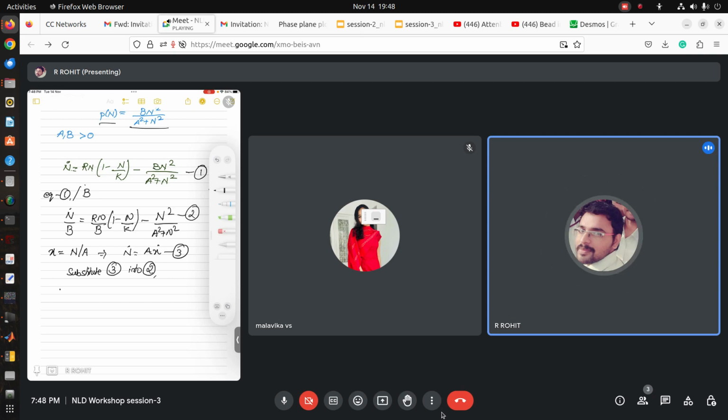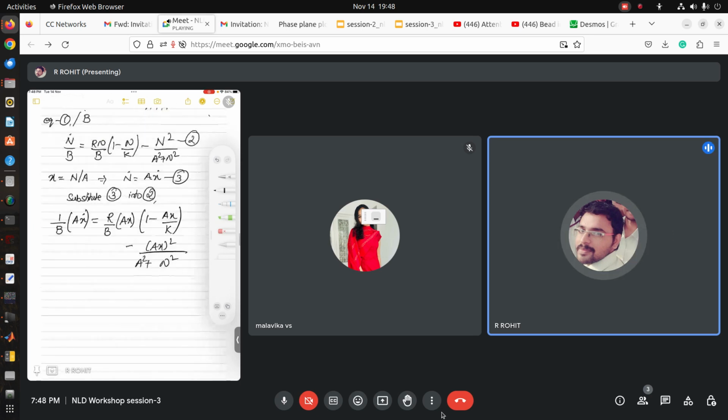then you will have 1 by b times n dot, which is nothing but a x dot, equal to r by b times n, which is nothing but ax, into 1 minus ax by k minus ax the whole square by a square plus n square. So I am just trying to derive it so that you will know how we are deriving the things. You can do the remaining small things for the remaining small examples which I have skipped. You can try to solve them also on this same basis.